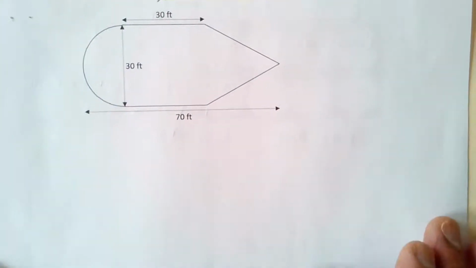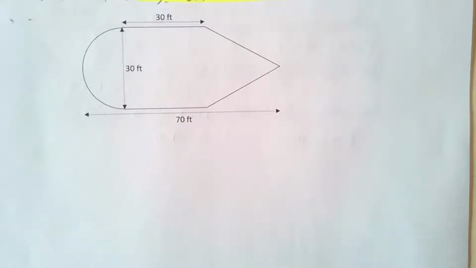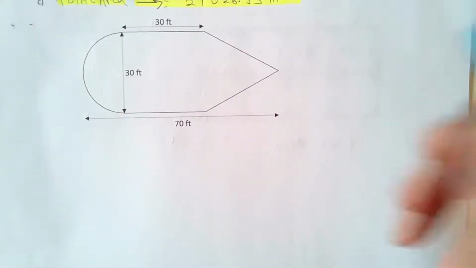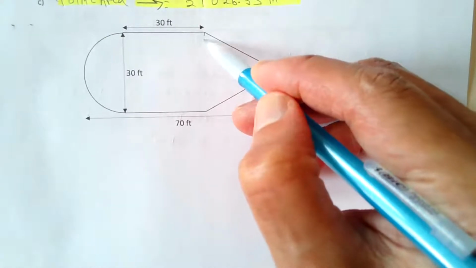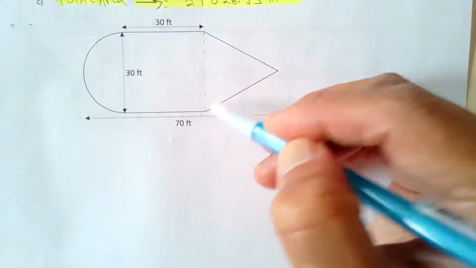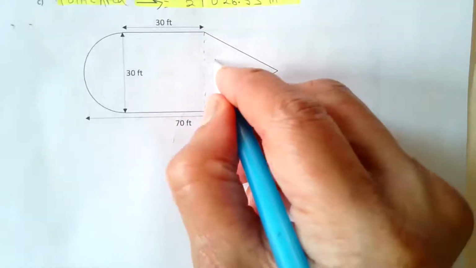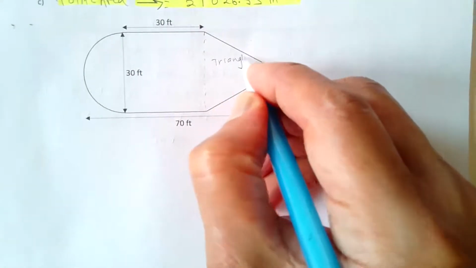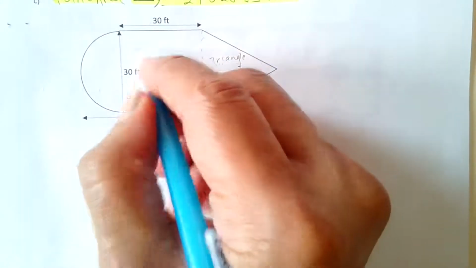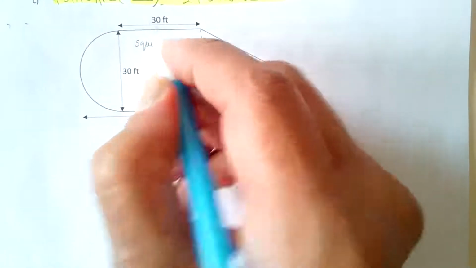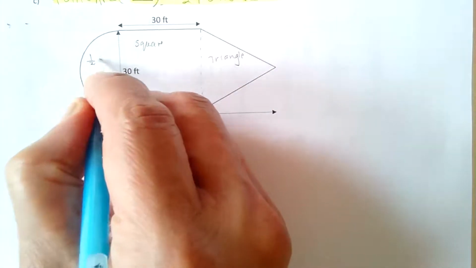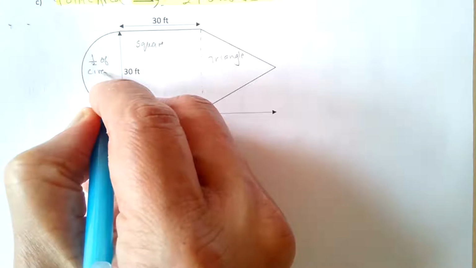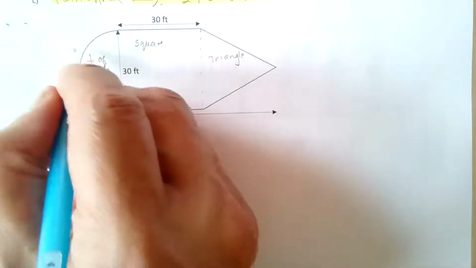Okay, the next question, you're to find the total area for this composite shape. As I mentioned, you need to identify the different shapes. So I'm going to put the line right down here, a dotted line. So now we have a triangle here. We have, and this would be a square because 30 times 30 is square. And here we have half a circle, which we call a semicircle.